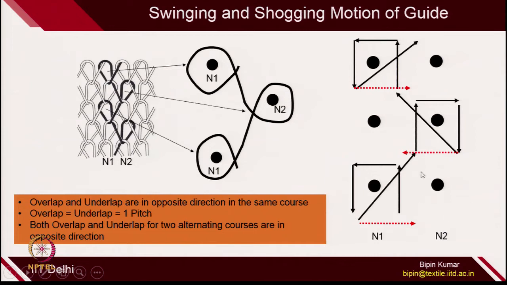You can see in this particular course when this loop is being created, the first overlap is from right to left and the underlap is from left to right. So, the directions are opposite, although the magnitude is the same. Also, we have seen that both overlap and underlap in alternating courses are in opposite directions. In the first course the overlap is from right to left, in the second course the overlap is from left to right. So, these two directions are opposite. Similarly, on the back side, the first underlap is from left to right, the second underlap is from right to left, and this is how the motion was repeated.